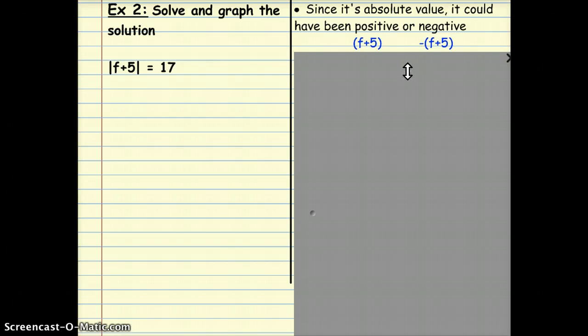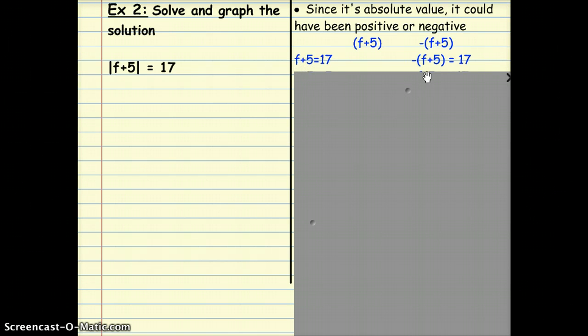Okay? So what we're going to do is set up two separate equations, where it would be positive f plus 5 equaling 17, or it could have been a negative f plus 5 equaling 17. We want to go ahead and solve both of these because we will have two solutions.